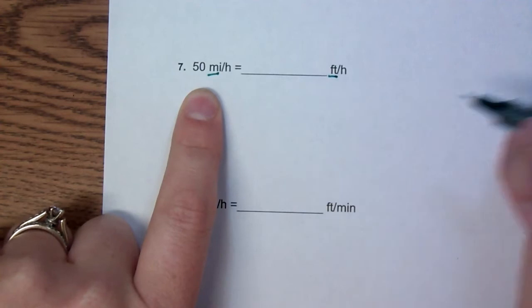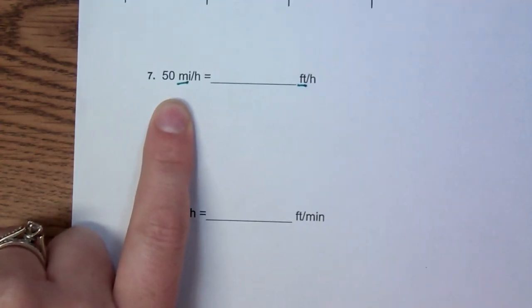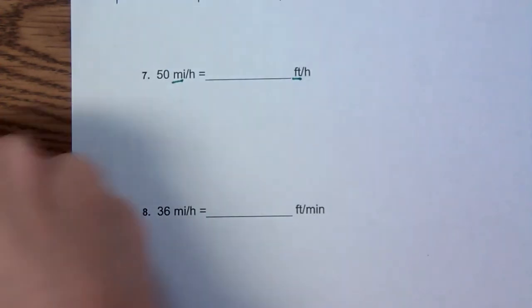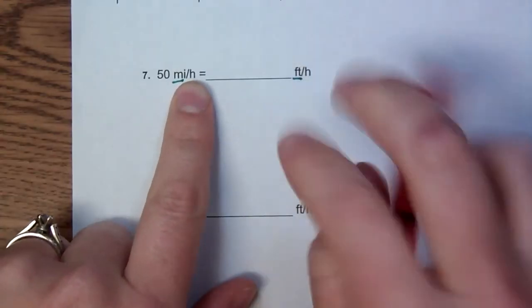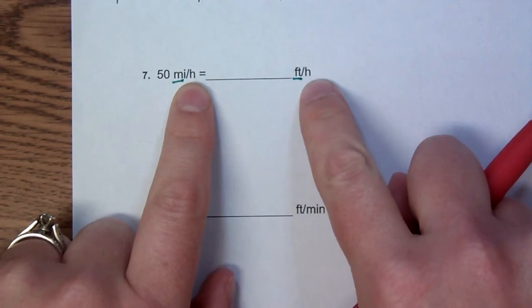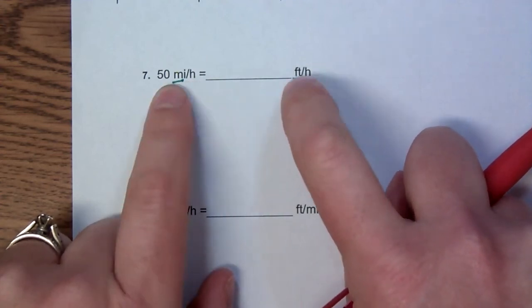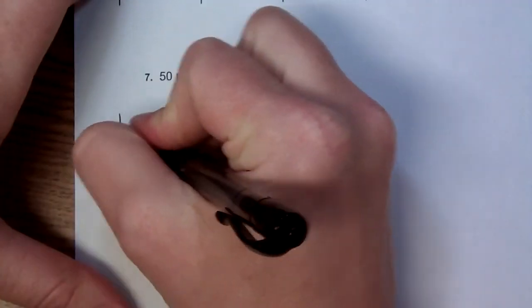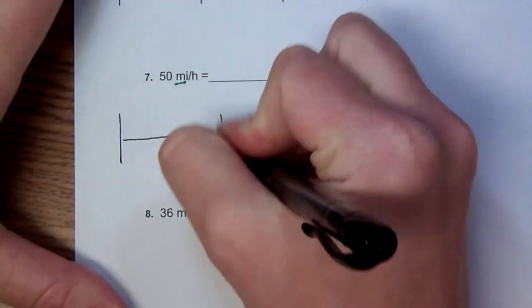So I'm going to need to know how many feet are in a mile, or whatever that unit rate is that shows the relationship. Now, when I look at my denominator, I've got hours and I'm not changing them at all. So I really only have to worry about changing miles to feet. That's really nice.